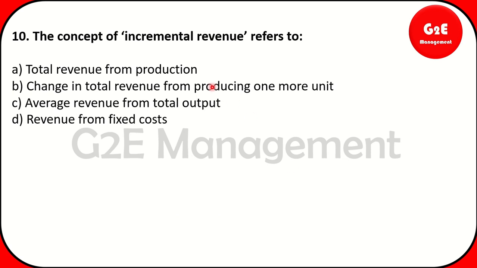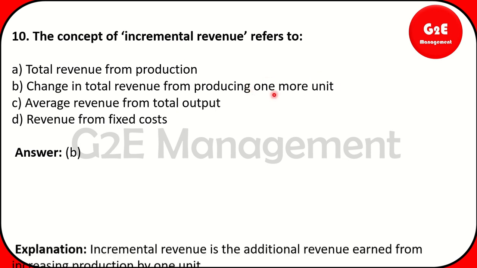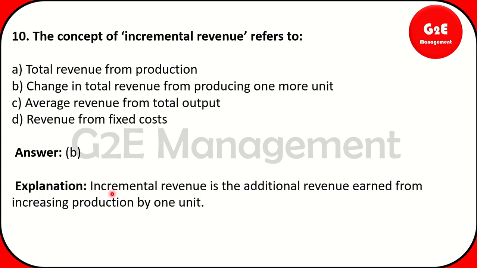And for the next one: the concept of incremental revenue refers to total revenue from production, change in total revenue from producing one more unit, average revenue from total output, or revenue from fixed. Incremental, in a sense, what? If you are increasing, that is a clue from the word itself. So the answer is B, change in total revenue from producing one more unit. Incremental in a sense means increasing. If you increase one more unit, what will you get? For the explanation, incremental revenue is the additional revenue earned from increasing production by one unit.